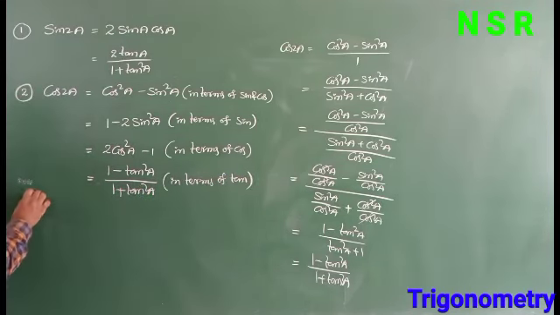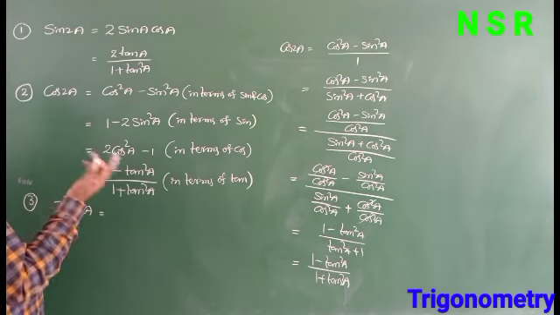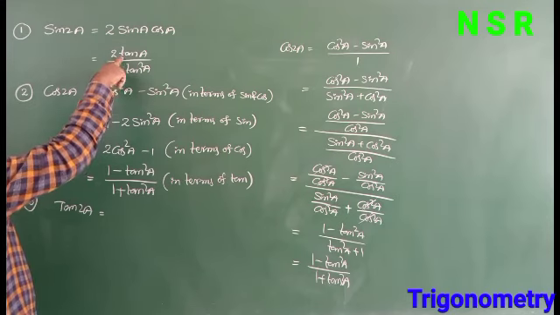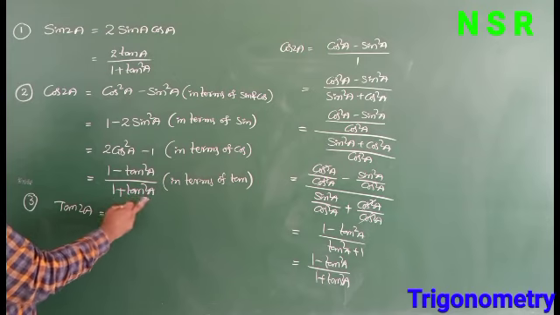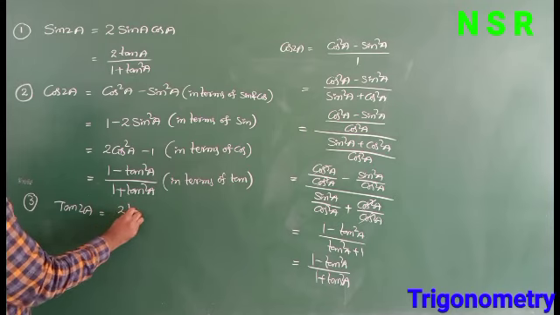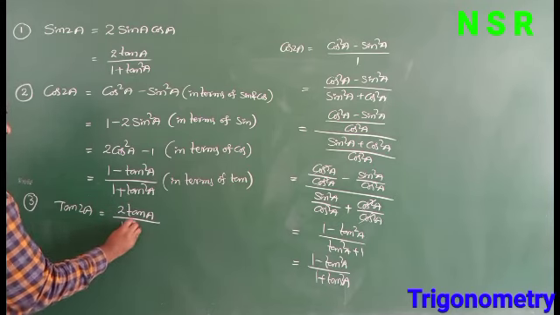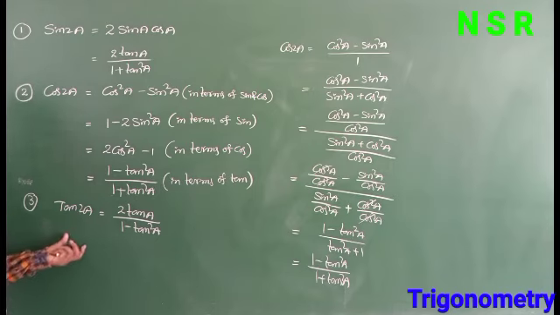So next, the tan 2a formula. tan 2a equals sin 2a by cos 2a. The sin 2a formula in tan is 2 tan a by 1 plus tan square a, and cos 2a is 1 minus tan square a by 1 plus tan square a. So the denominators get cancelled, and we get the numerator values, that is 2 tan a by 1 minus tan square a. So this is the formula of tan 2a. For tan 2a we have only one formula in tan. So these are the formulas of sin 2a, cos 2a and tan 2a.